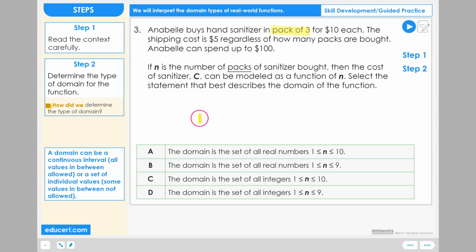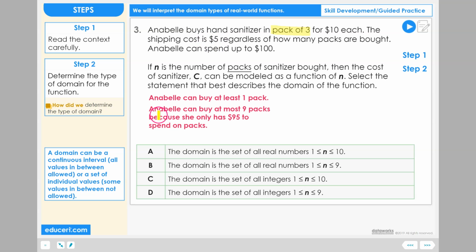Annabelle can first buy 1 pack of hand sanitizers, and that would cost $10. Annabelle cannot buy 10 packs of hand sanitizers because that would cost $100, leaving her no money to spend on shipping. So, Annabelle can buy at most 9 packs because she only has $95 to spend on packs.